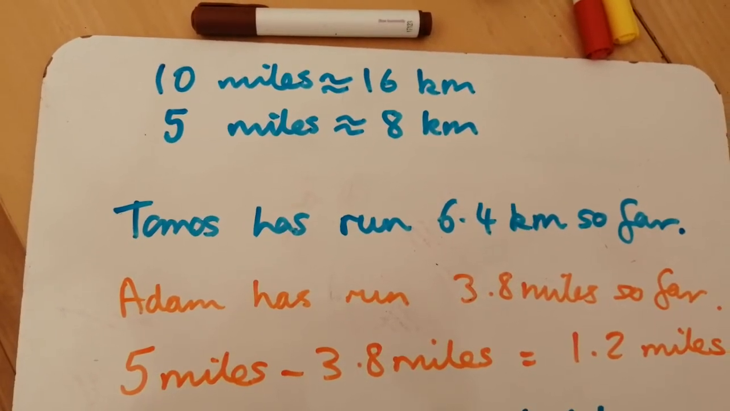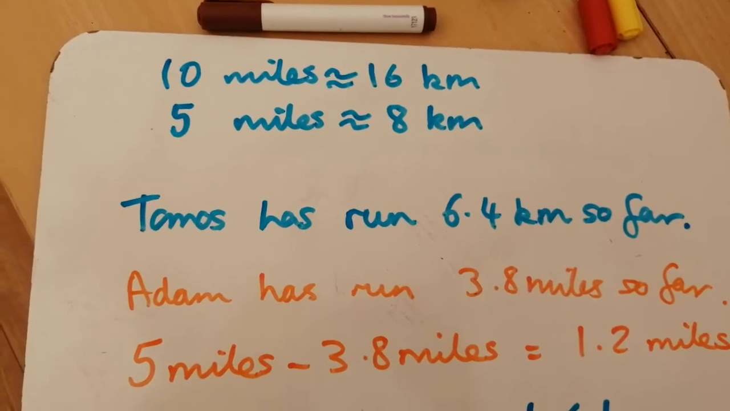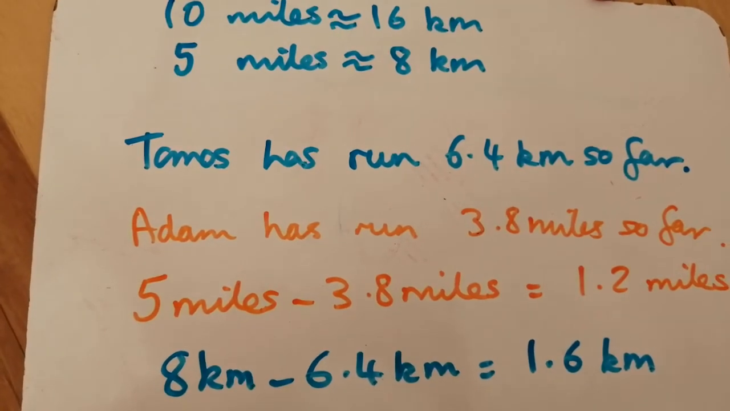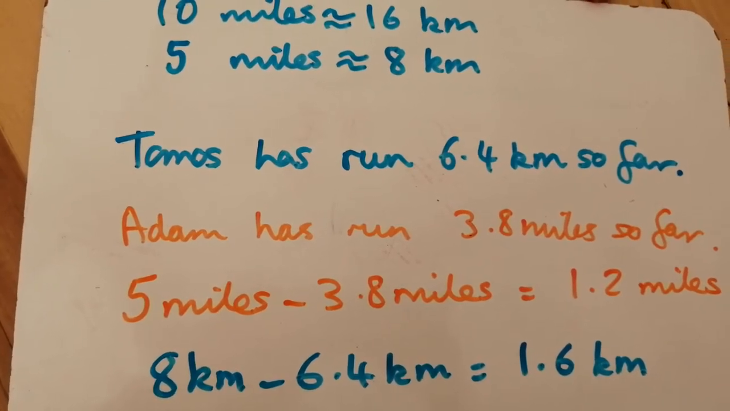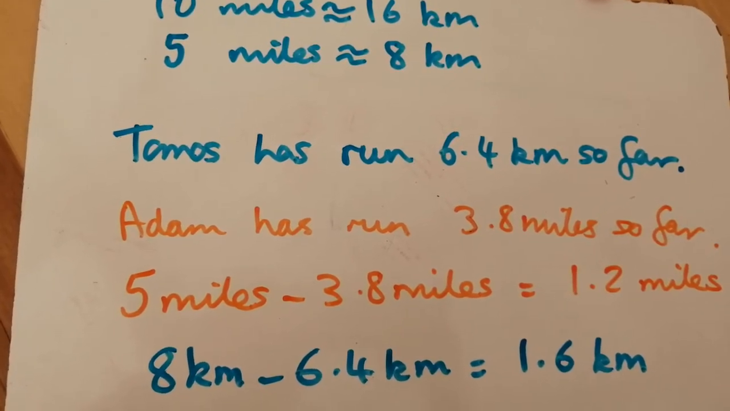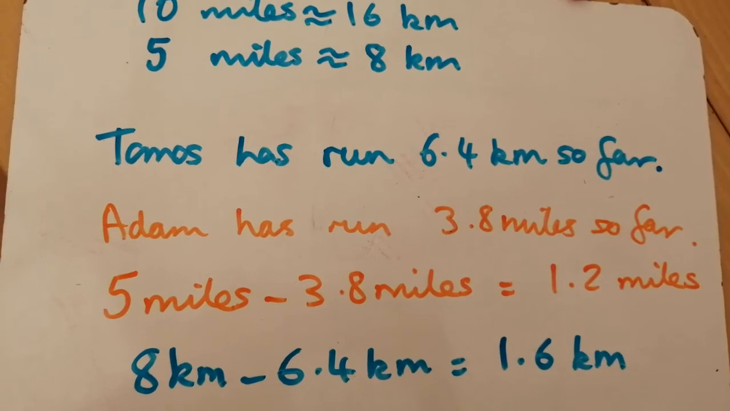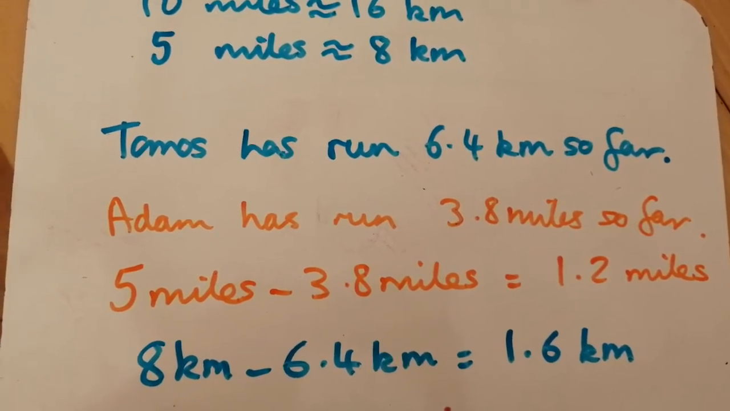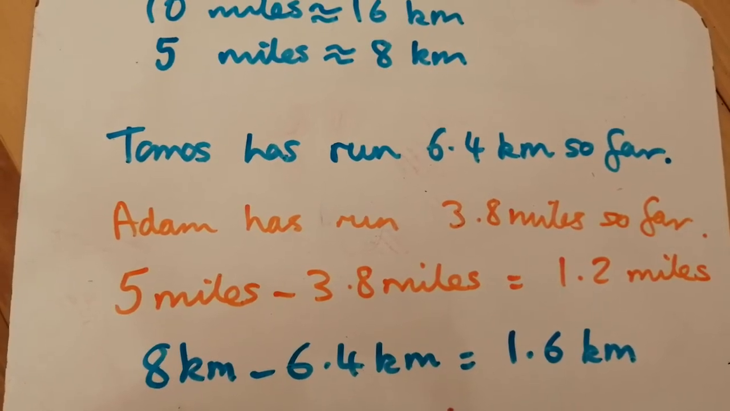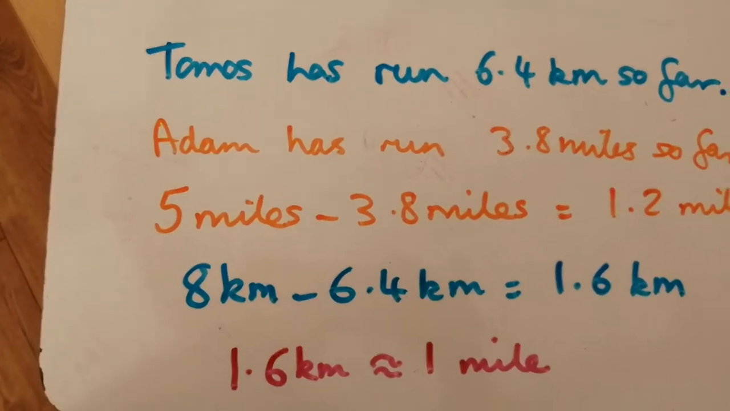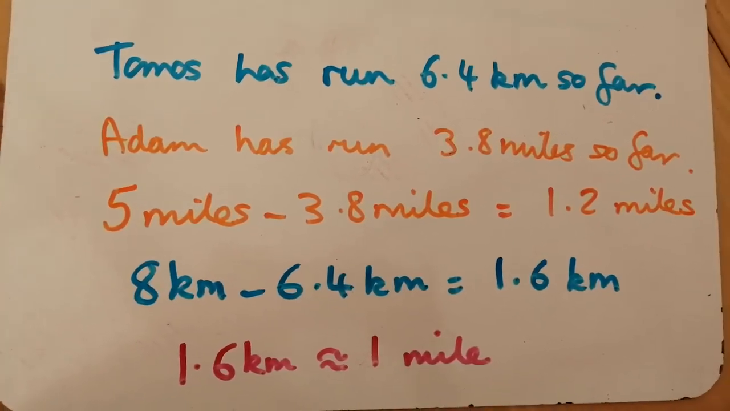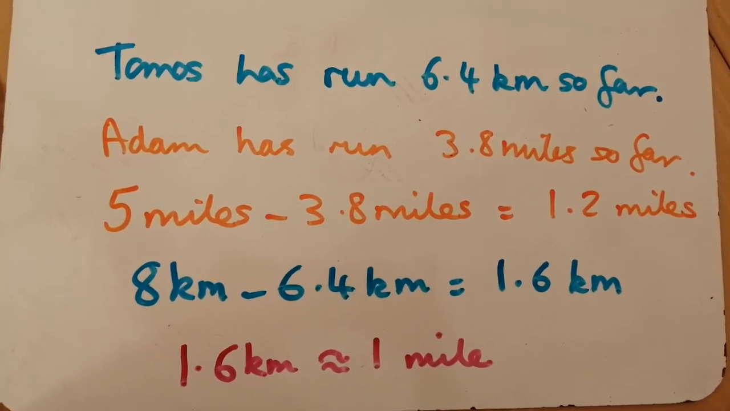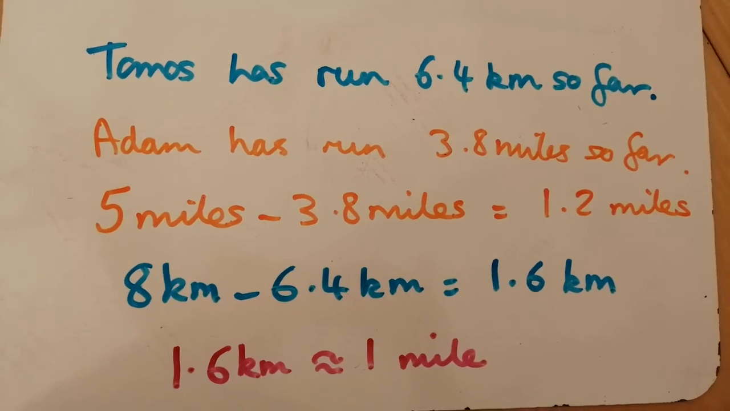For Thomas, I'm going to use my 8 kilometres, being about 5 miles. 8 kilometres minus the 6.4 that he's run already means he's got 1.6 kilometres left to go. So the question is, which of those is greater, 1.2 miles or 1.6 kilometres? But we know that 1.6 kilometres is approximately a mile, which means that Adam, who's got 1.2 miles left to go, has got a bit further than Thomas. Go Thomas.